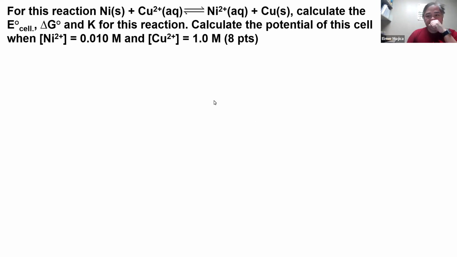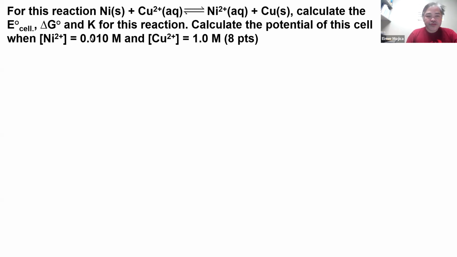Okay, so here is a problem wherein you're given a reaction: nickel plus copper 2+ producing nickel 2+ and copper. You're asked to calculate the cell potential, the Gibbs free energy, and chemical equilibrium for this reaction. And you're also asked to calculate the potential of this cell when the nickel 2+ is 0.01 molar and copper 2+ is 1.0 molar.